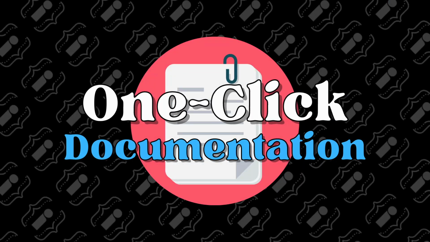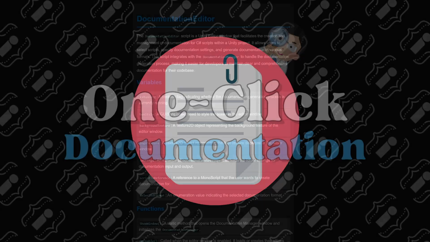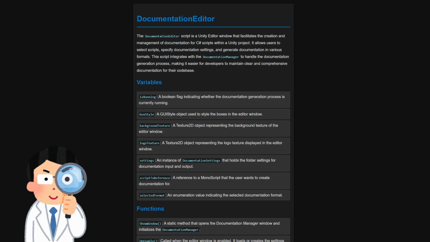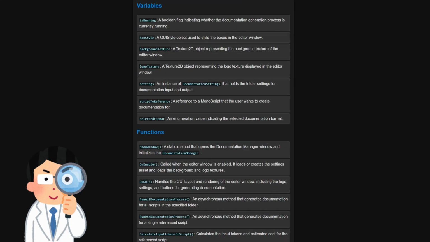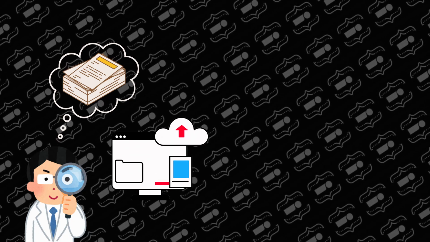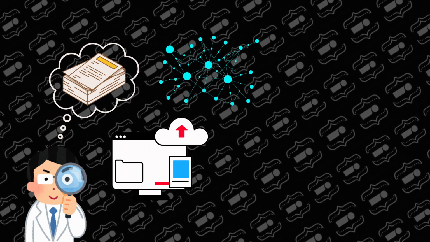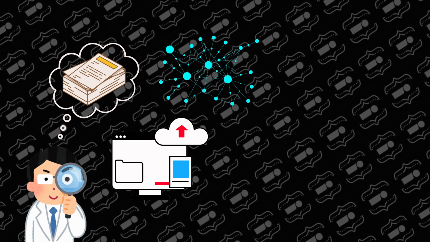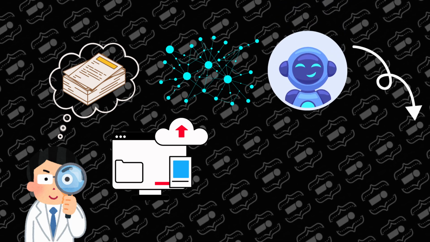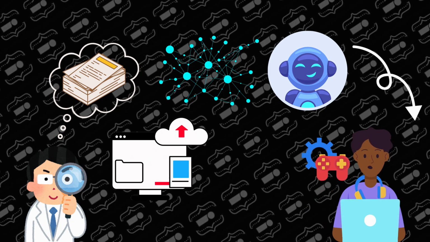One-click documentation feature. One of the standout features I've been working on is the one-click documentation. It generates documentation for your scripts with just a click. Here's how it looks. The documentation is generated in an HTML format, but it's also available in other formats like Markdown and plain text. I've uploaded this documentation using the File API, added it to a vector store, and then provided that vector store to the assistant. Now, the assistant can use the documentation as context to answer questions and help support your development.